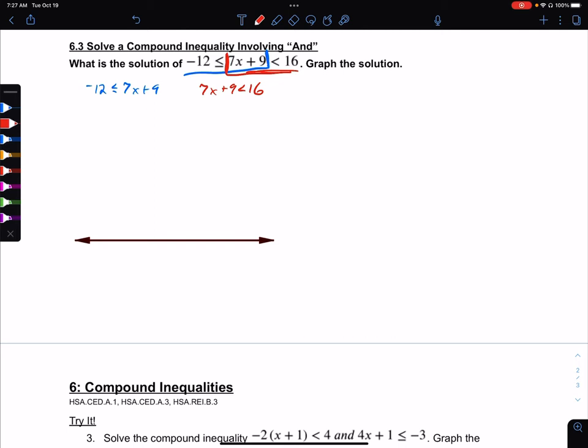So that middle piece where your variable is included in both your inequalities. However, the left one, the blue one, we have that negative 12, and the right one, we have that 16. So you can solve these separately. Solve them as if you would solve a normal inequality. Don't treat them any differently.